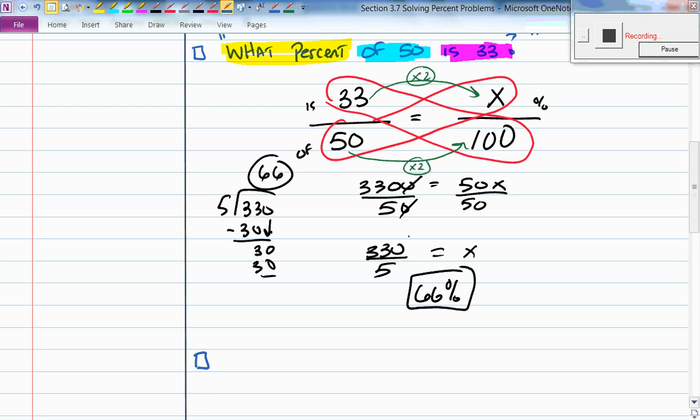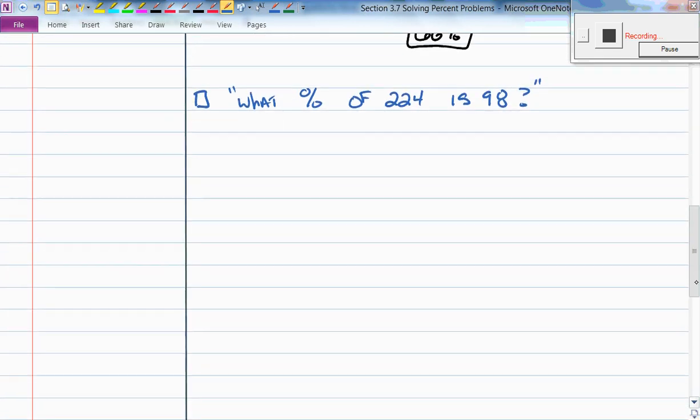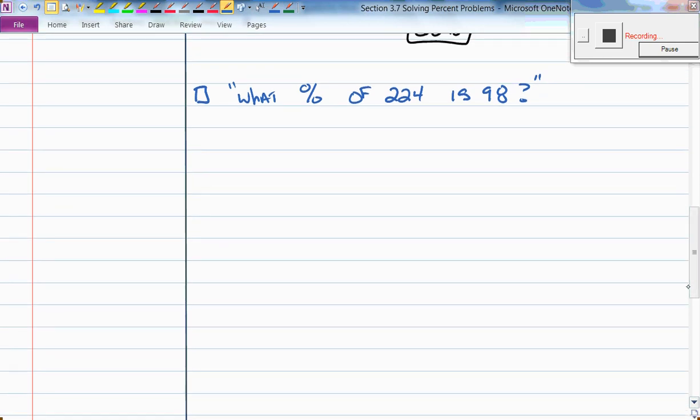How about this? What percent of 224 is 98? Let's write that down. What percent of 224 is 98? Okay, here we go. We're going to set up our proportion. Where does the 100 go? You guys got it. You got it right.